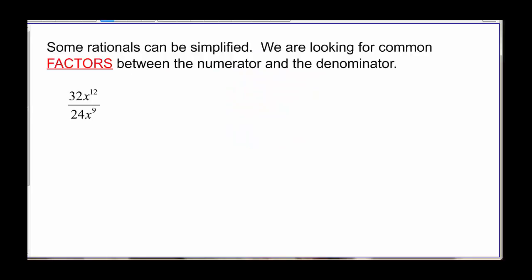Some rationals can be simplified, and we are looking for common factors between the numerator and denominator when we simplify these, because remember, if you have a factor on the top and the bottom, they cancel each other out because they just become 1. So when you look at 32 x to the 12th and 24x to the 9th, I'm saying, well, 24 and 32 both have 8 in common. This would be 8 times 4, and then I've got my x to the 12th. And 24 would be 8 times 3, and I've got x to the 9th. So my 8's cancel each other out. That leaves me number-wise with a 4 and a 3.